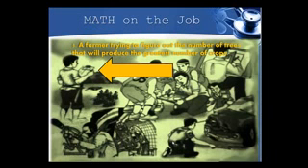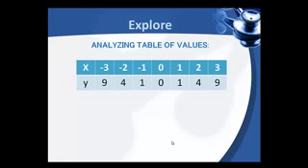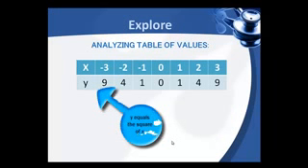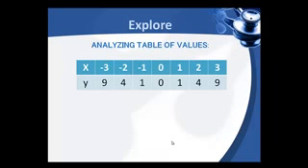Now, we have this situation that we have to explore. Here is a table of values. From this, we can identify if it is a function by plotting these points and describing its graph. Consider the values of x and the values of y. The values of y are actually the square of the value of x.